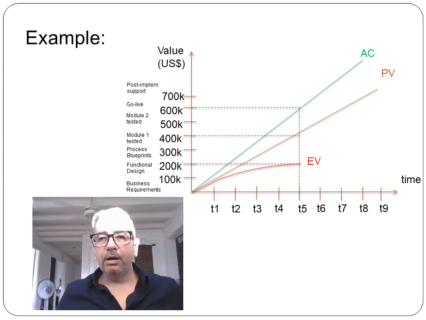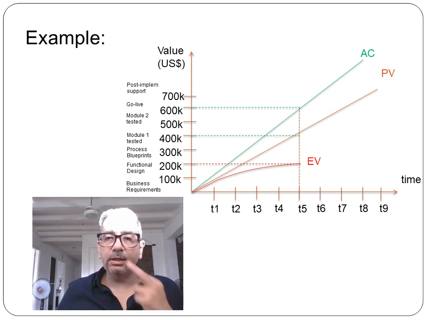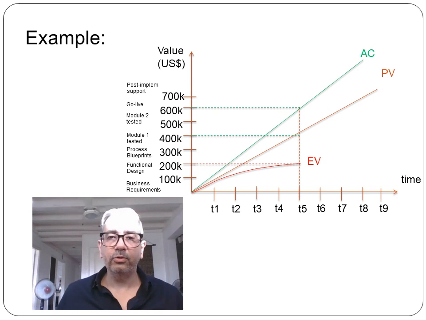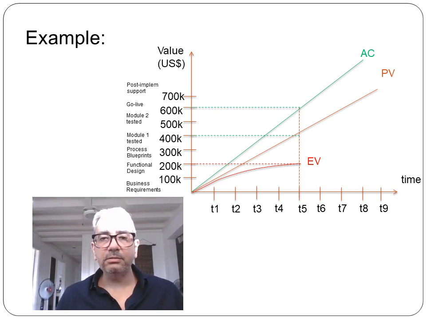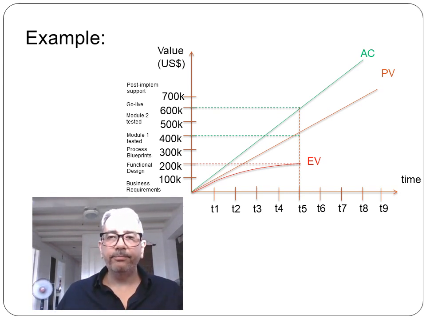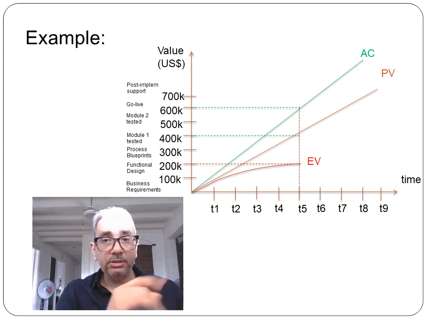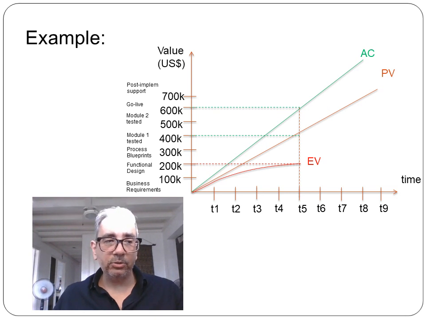However, because this project is not a fixed contract, it's time and materials, the actual cost also evolves with time. In this case, you have overruns in terms of cost. At the current time, T5, we can see actual cost has actually increased to $600,000 versus what was planned, which was only $400,000, right? So that means that you're over budget.